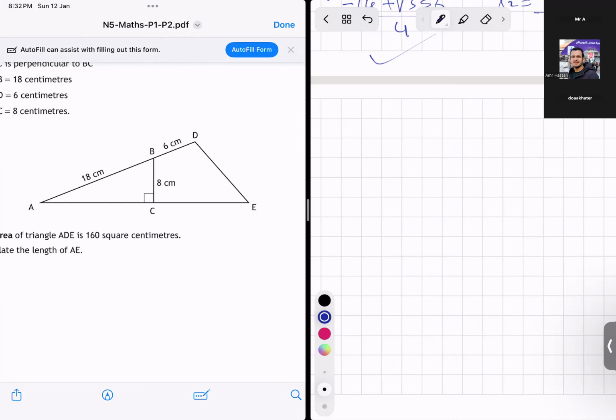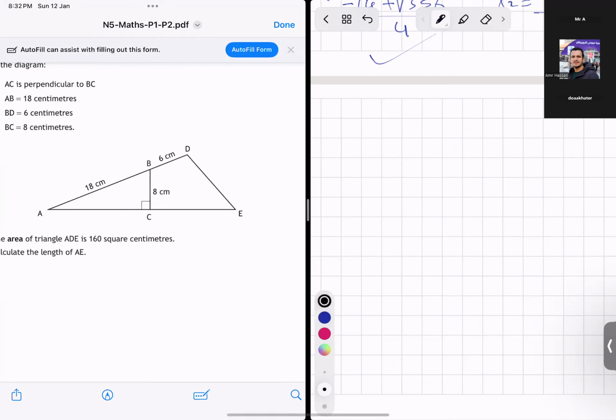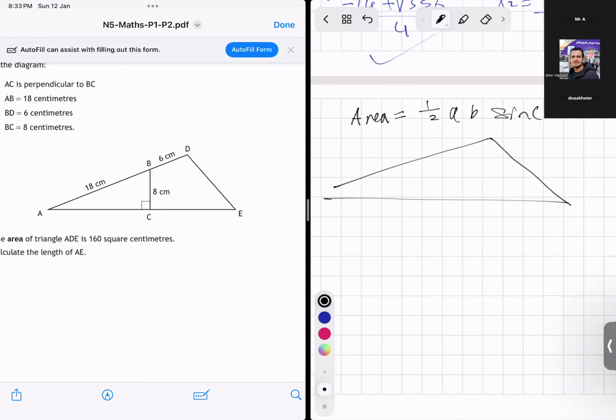So what I want to do is write it down: the area equals half multiplied by A multiplied by B sine the angle, right? Yeah. But I need to figure out firstly where the angle is, right? So look at this one. Let me tell you the problem. Okay, look at this one.